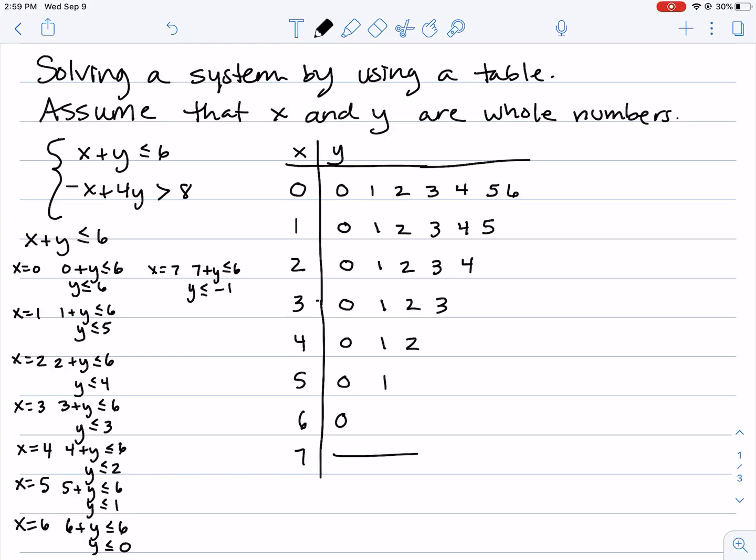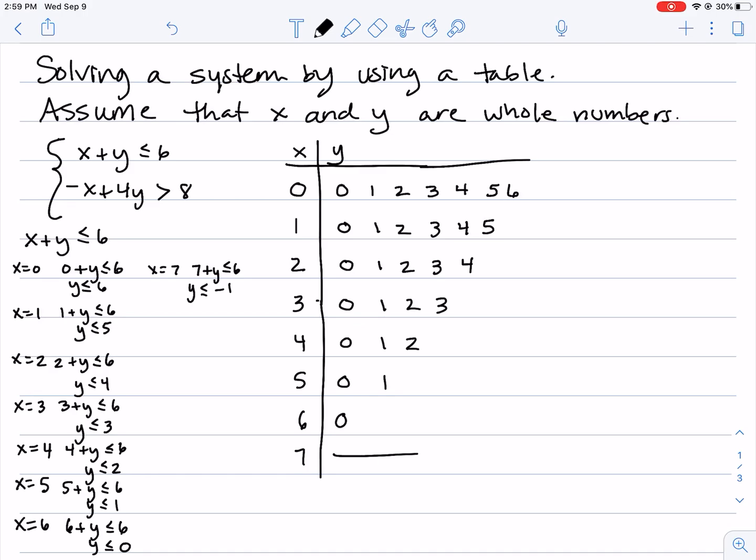Notice you've got a finite number of solutions here. And all of these are solutions to x plus y less than or equal to 6. So for example, (0, 0) works, (0, 1) works, (0, 2) works, and so on. Those would give you all of the whole number solutions that satisfy x plus y less than or equal to 6. Now to solve a system of inequalities, my solutions have to work in each of them.